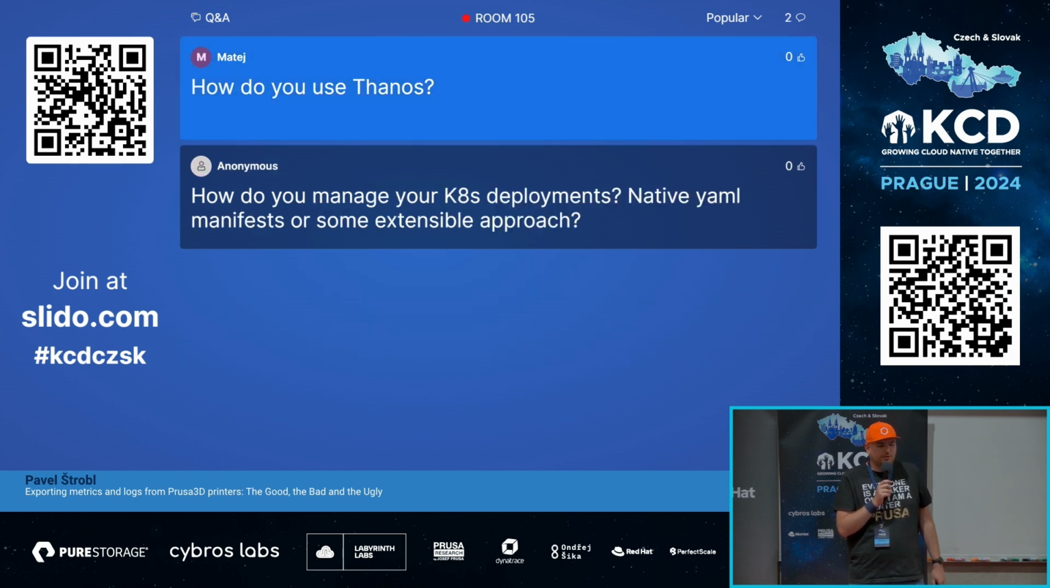Okay, how do you use Thanos? We have two instances of Prometheus, at staging and at production. And we use Thanos as an aggregator of the metrics, because we have Thanos connected to Grafana, and we query Thanos instead of Prometheus itself. That's how we use it, and of course for long-term storage. We have over 2 years of data there, and that's how we use Thanos.